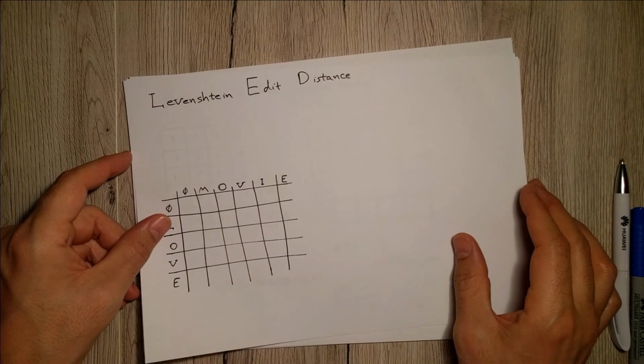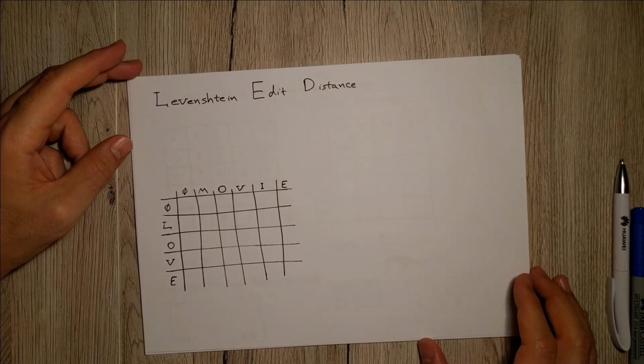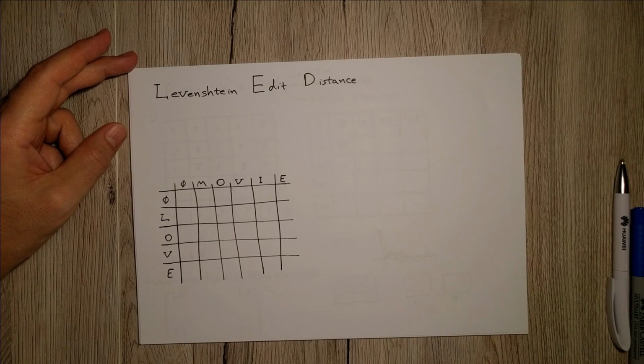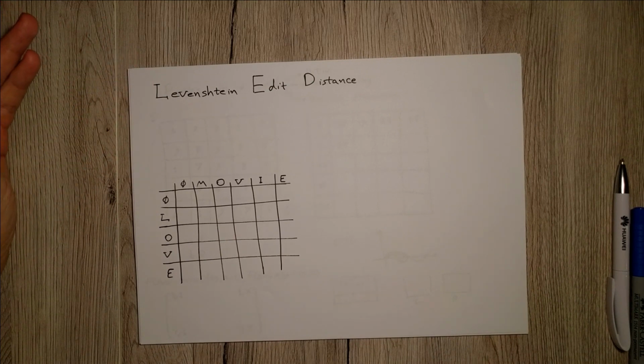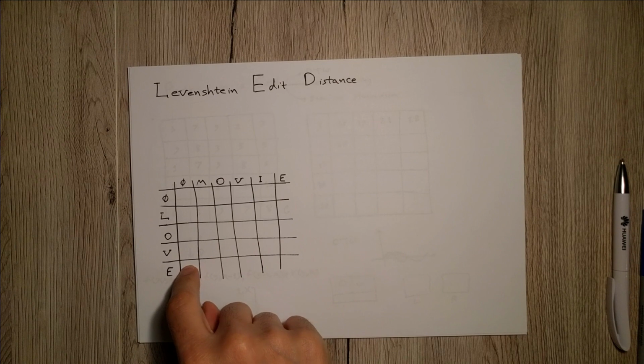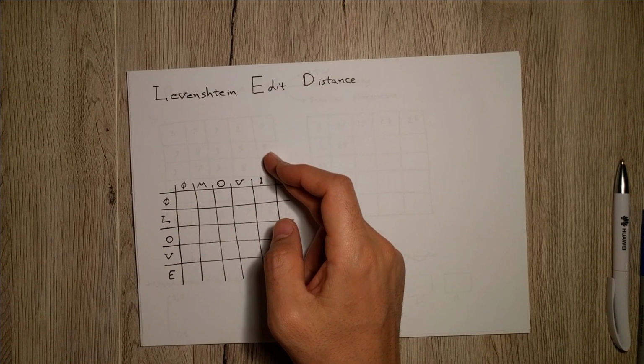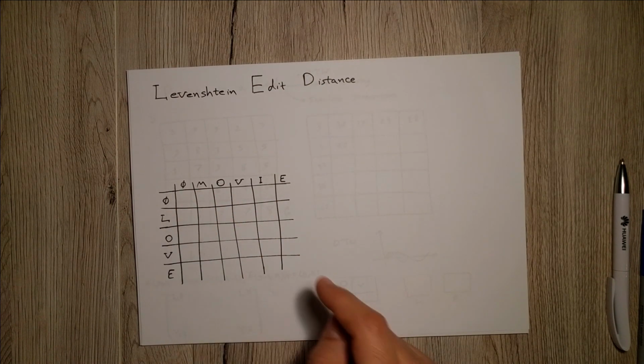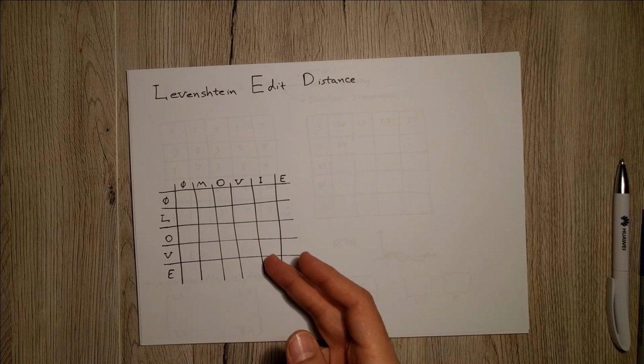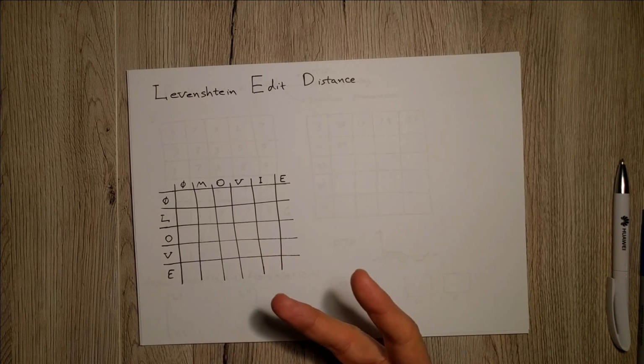Okay, the third problem that you could use dynamic programming to solve is called Levenshtein edit distance. The problem is finding the minimum number of changes that you need to make to change one string to another one. For instance, movie and love. Imagine these two strings. If you throw away I and replace M by L, you can change movie to love. So you need only 2 changes.